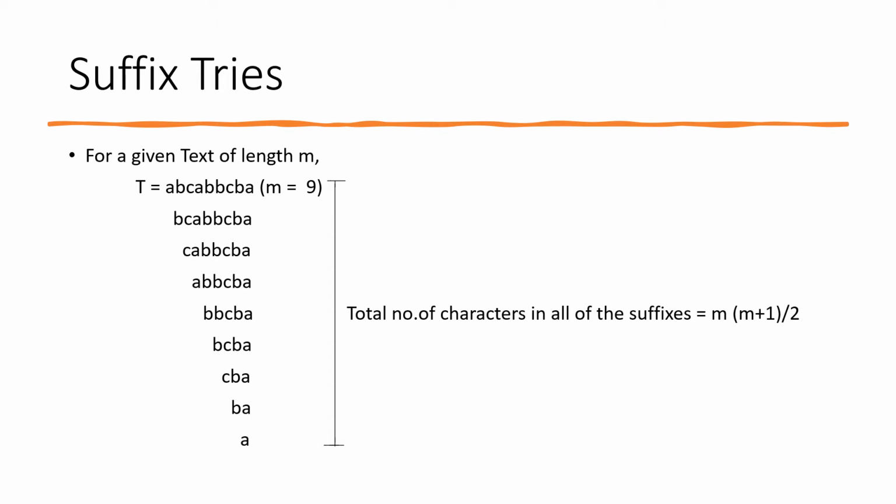Suffix tries are special data structures used to store strings. This can be visualized like a graph. Suffix tries consist of nodes and edges. Look at this string. This is a trie, and it can be visualized in the form of nodes and edges.